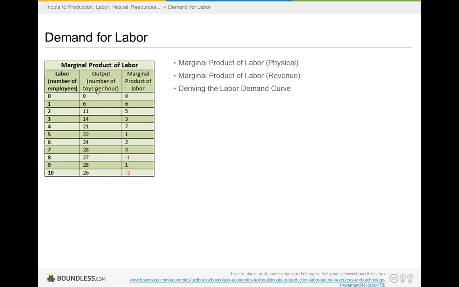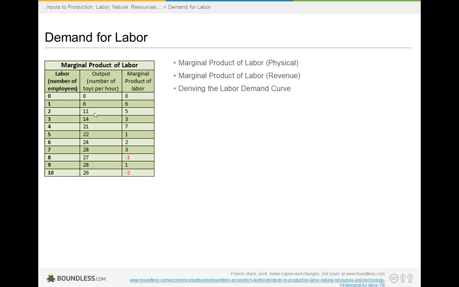And so this is tracking, for instance, number of employees and their output. As you can see here, 0 employees, 0 number of toys produced per hour. And this column here is the marginal product of labor. That is the change in output that has occurred with each additional employee hired. So we can see we have 1, 2, 3, 4, 5, 6, 7, 8, 9, 10, the whole way up to 10 employees. With 1 employee, they're producing 6 toys per hour. And so they have improved their marginal product of labor by 6 because they've gone from 0 to 6.